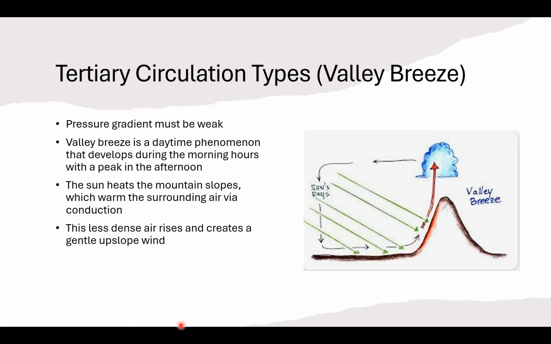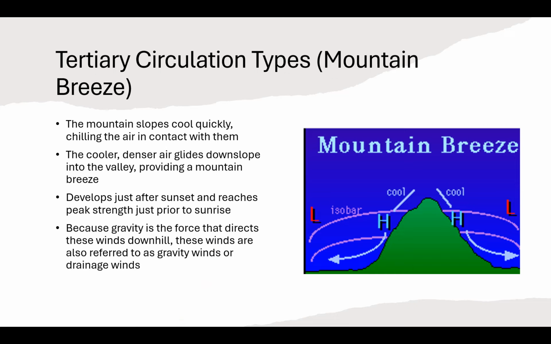So there we go. The mountain breeze, on the other hand, happens at nighttime because these mountain slopes are cooling rather quickly, and now the air is flowing down the mountain slopes for the mountain breeze at night. So the mountain slopes are cooling really quickly, chilling the air in contact with them.